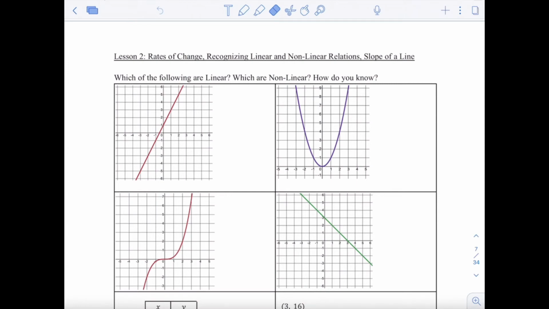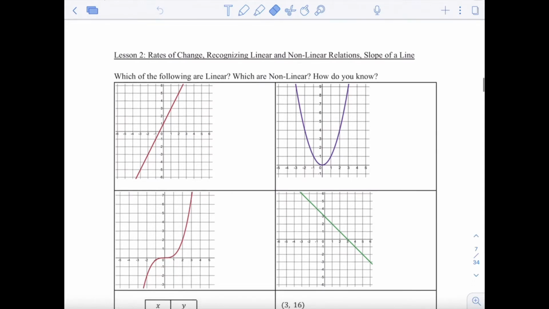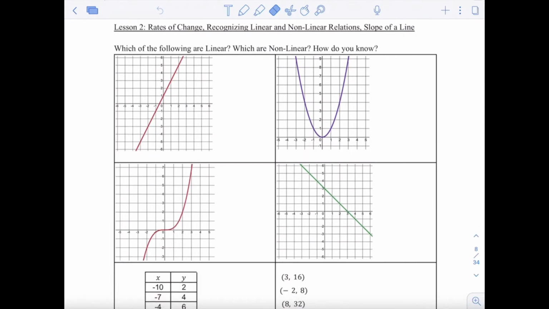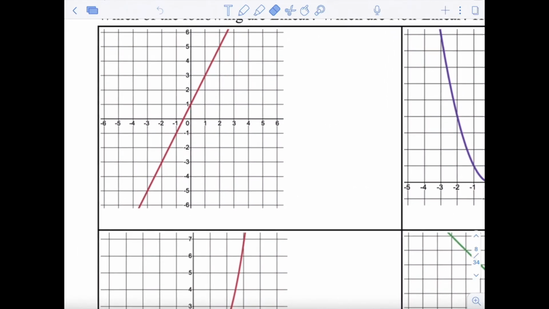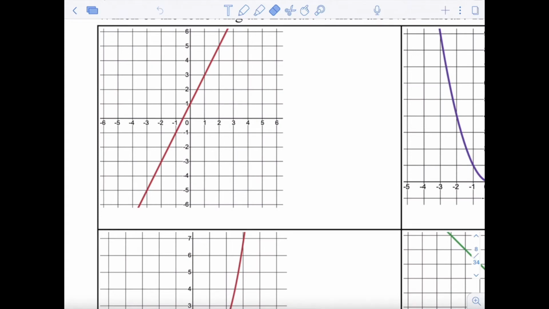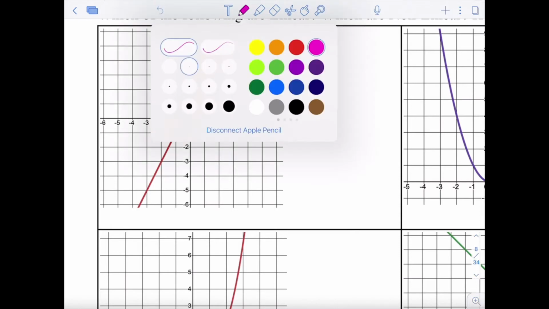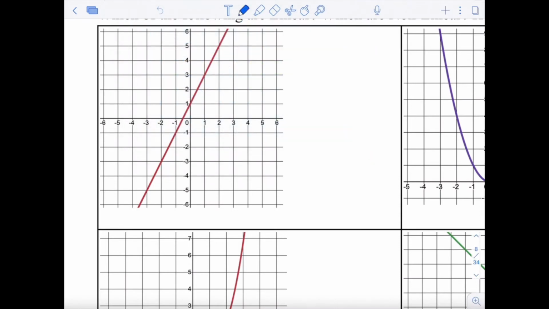Hi everyone, we're on to lesson 2, and in lesson 2 we're going to explore the difference between a linear and nonlinear relation. When I have a graph, it's pretty obvious to see when a function or relation is linear by looking at the points on the graph. So what I can do to prove it, instead of just saying, hey, I know it's linear, is create a table based on these points.